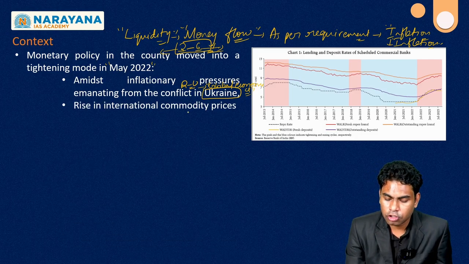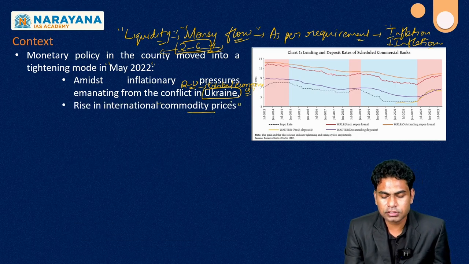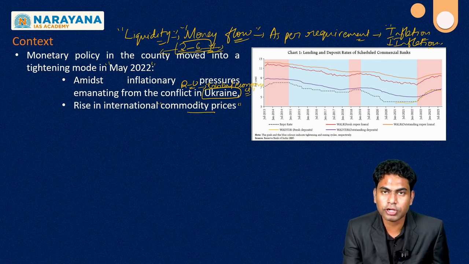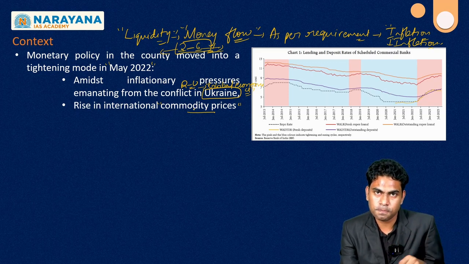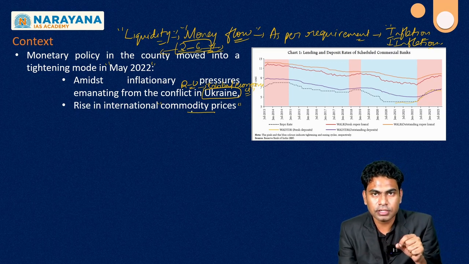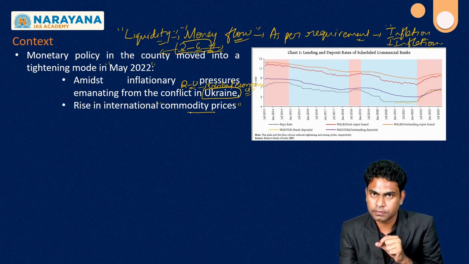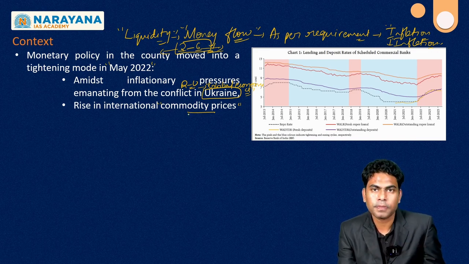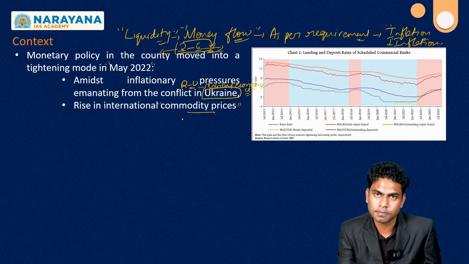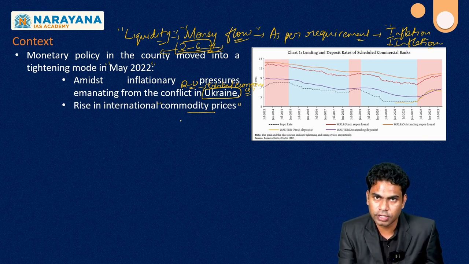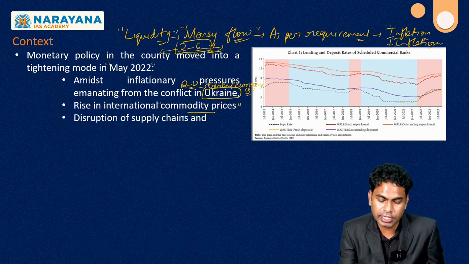Then we have commodity prices that are rising. One of the reasons for rising commodity prices is the Russia-Ukraine conflict. Added to it, various global economies, Europe, USA, China, etc., are witnessing a slowdown. And despite that, we are witnessing higher inflation rates in the economies. So this is a cause of worry. As India is integrated with the rest of the world, it is impacting India as well.